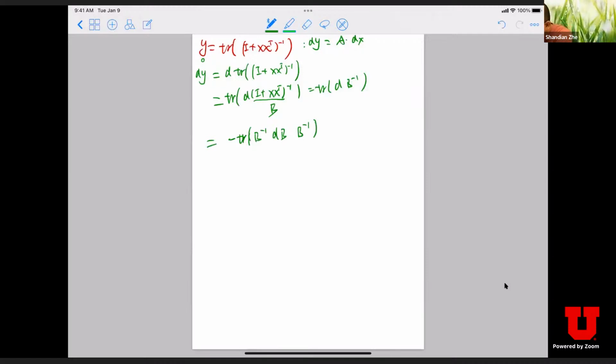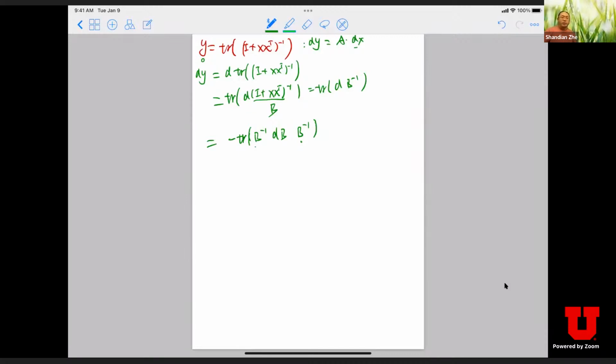So remember, eventually we want our derivative to be on the rightmost side. I don't want it to stay in the middle, but dB is in between two B inverses. It's really awkward. So I'm going to utilize a well-known property of the trace operation to rotate the position.